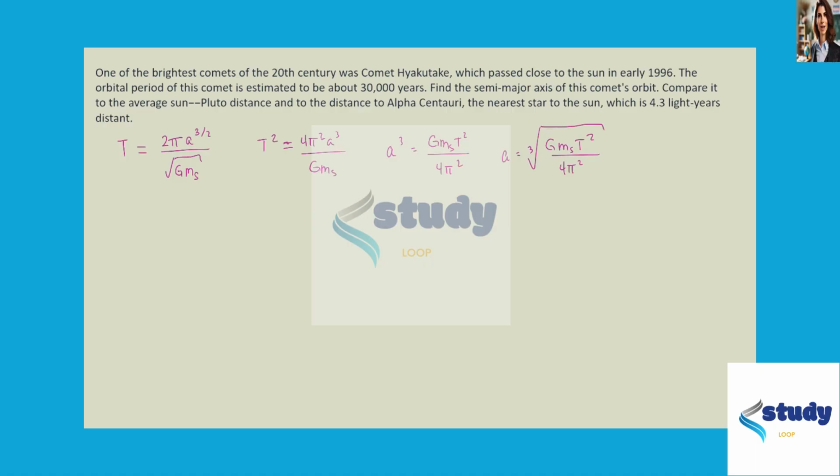Now we need the period of the comet in seconds, and we'll end up finding a in terms of meters. So for this period in seconds, we will take our 30,000 years and multiply by 365 days per year, multiplied by 86,400 seconds in 1 day.